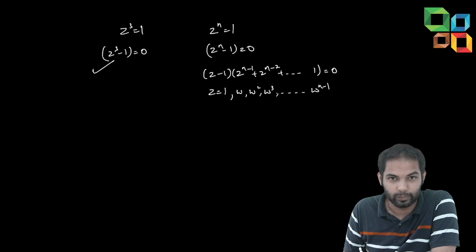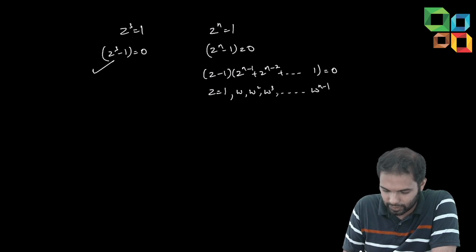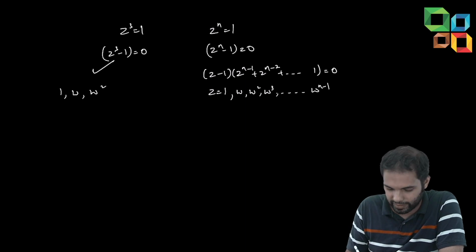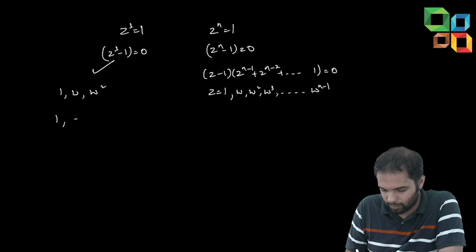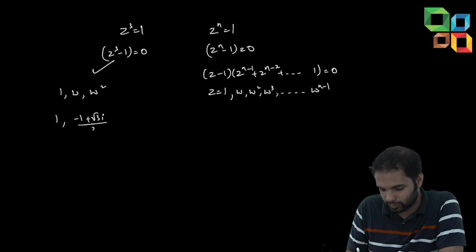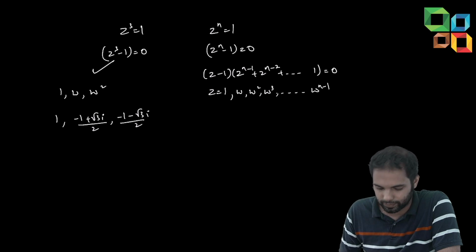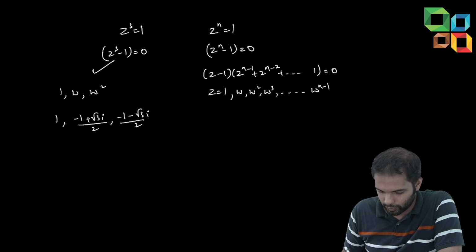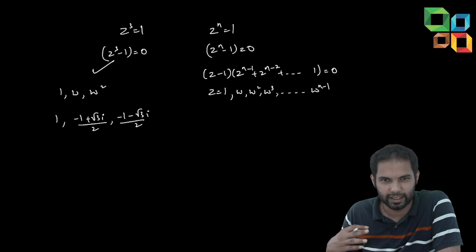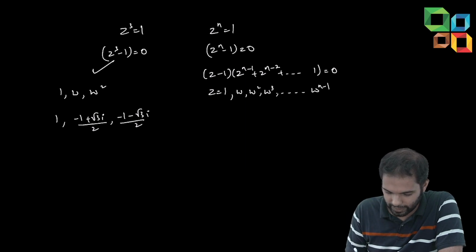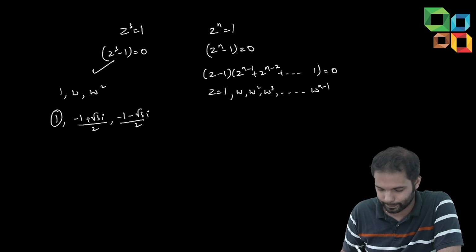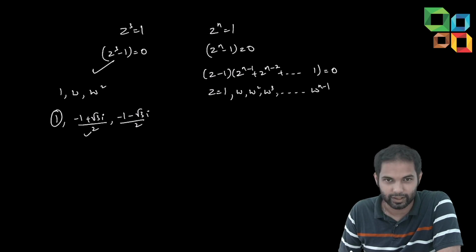So one way to interpret what we are doing is, if you look at the roots of the cubic equation here, what are we getting? We got 1, omega and omega square. If I write down what exactly we got: 1, minus 1 plus root 3 i by 2, and minus 1 minus root 3 i by 2. Two different values. So if you try to plot these points on the Argand plane, just look at it. This is 1, correct?